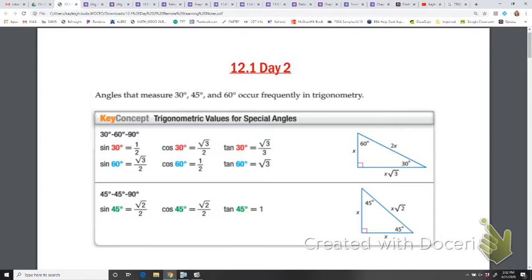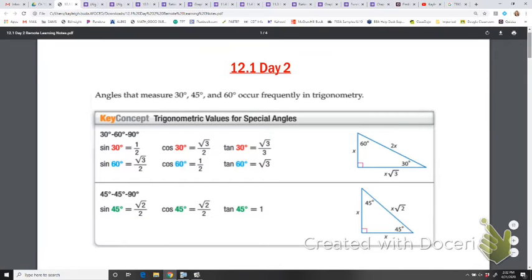And then you can see up there on the 30, 60, 90, the leg that's opposite of the 30-degree angle is the shortest leg, that's x. The one that's opposite of 60 is x root 3, and the hypotenuse is always twice the length of the short leg. So these are some ratios that I'll reference as we do our calculations today.